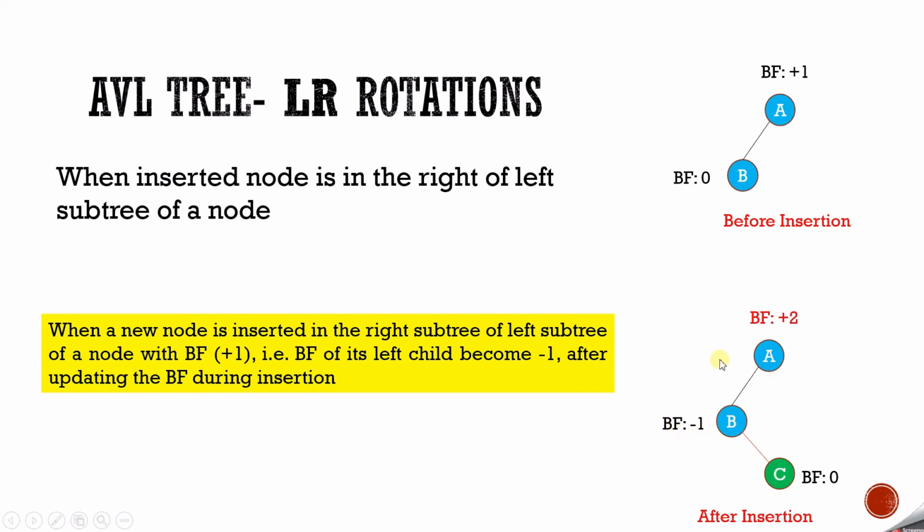So that's why, as I have said, if the balancing factor of the left subtree of a node becomes -1 and the new node is inserted in that subtree, then in that case we have to do LR rotation. If C is added on the left-hand side of B, then naturally we would go for LL rotation. But since it is in the right subtree of the left subtree of a node, we have to go for LR rotation.